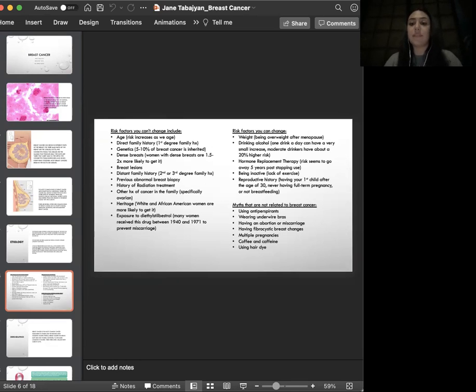There are many risk factors in developing breast cancer. Some risk factors you can't avoid are age, family history of breast cancer, other cancer, genetics, dense breasts, breast lesions, history of radiation treatment, heritage, and more. Other risk factors that you can avoid are weight, drinking alcohol, hormone replacement therapy, lack of exercise, and reproductive history.